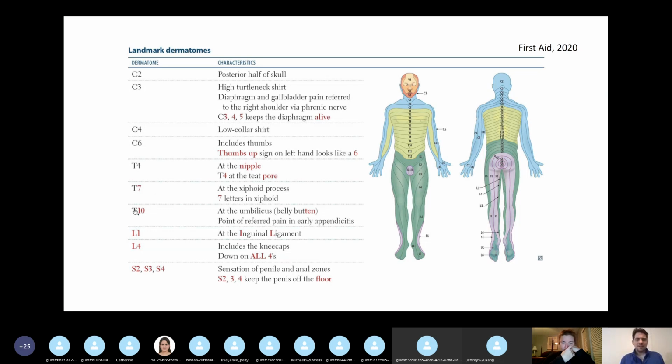T4 is at the nipple line. T10 is umbilicus. L1, like I said, inguinal. L4 is at the knees. S2, 3, and 4, keep the penis off the floor. Haha. I didn't write it. First Aid did, but you won't forget it.